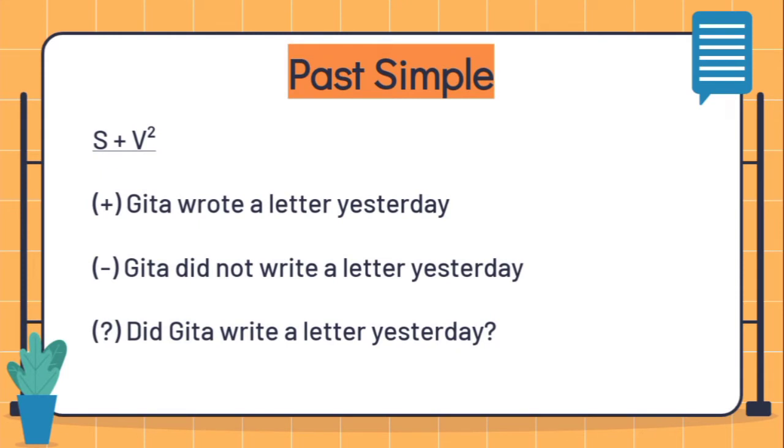Past simple. Gita wrote a letter yesterday. Gita did not write a letter yesterday. Did Gita write a letter yesterday?